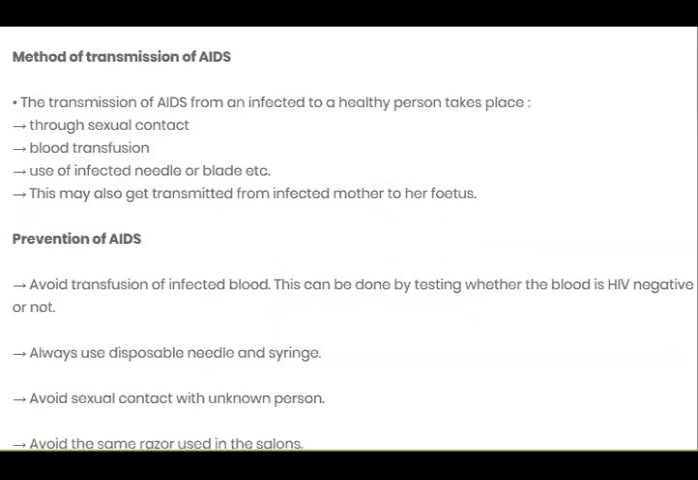Prevention of AIDS. Avoid transfusion of infected blood. This can be done by testing whether the blood is HIV negative or not. That is why nowadays, whenever we go for any blood tests, you might have seen that disposable syringes are used. In the olden days, that was not the case. The same syringe was used for many people together. But nowadays, for any number of checkups you go for, disposable syringes are used because this disease can be spread through blood transfusion.